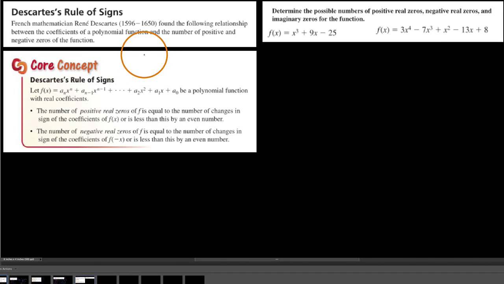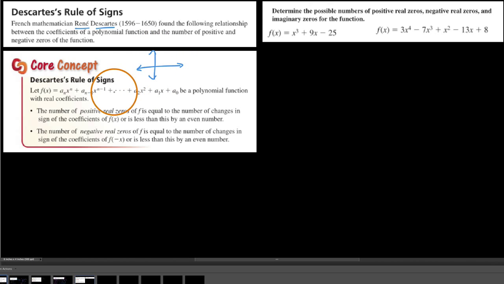Okay, YouTube, in this video we're going to continue our exploration of solving polynomial equations, but we're going to introduce ourselves to what we call Descartes' rule of signs. Descartes is named after this gentleman here, Rene Descartes, the same gentleman after whom we named the xy coordinate plane. We call it the Cartesian coordinate plane.